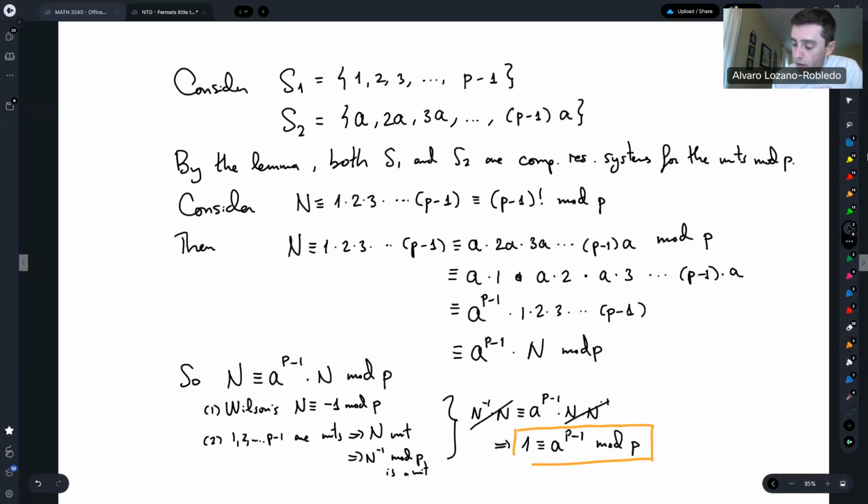So that's the end of the proof, and that's the proof of Fermat's little theorem. Okay, so now we have Fermat's little theorem.